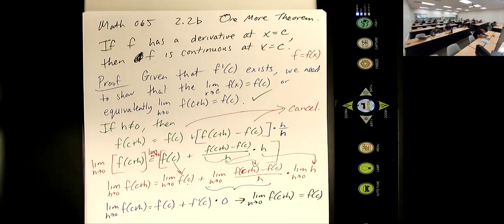Where did the prime one come from? The f prime? That's this. If we had used x here instead of c, it would have said f prime of x. That's the different definition.